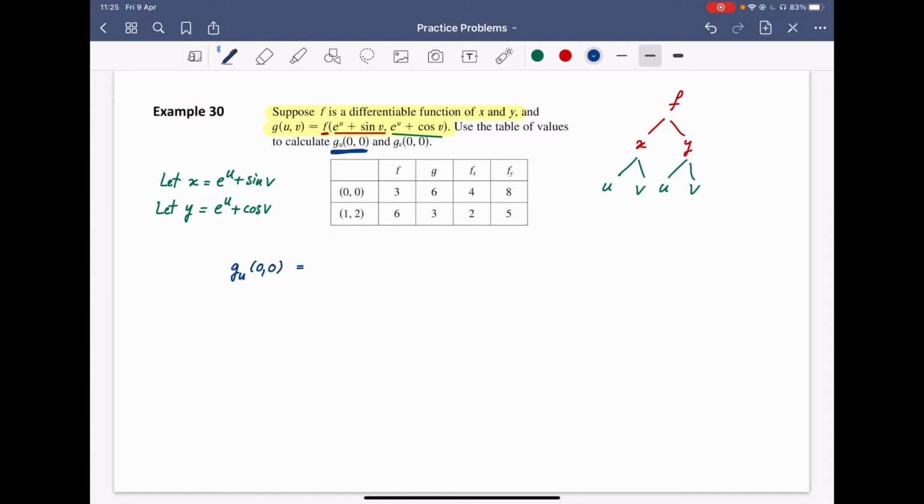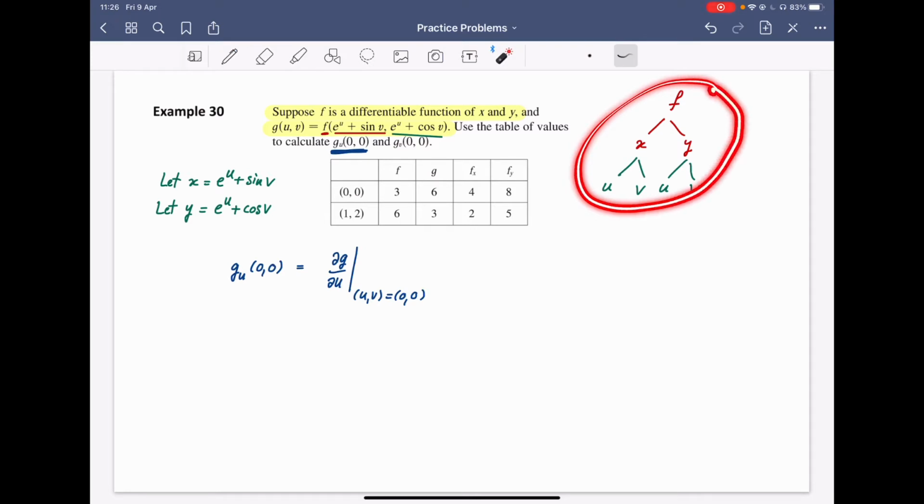This means you have to differentiate the given function g with respect to u, and you evaluate at (0, 0) at the end. So basically they ask you to compute ∂g/∂u, and you evaluate at (u, v) equal to (0, 0) at the end. This is what they want. You can see that you have a diagram here. The whole diagram here I'm going to call g, because g is a function of (u, v), and the whole diagram here is called g.